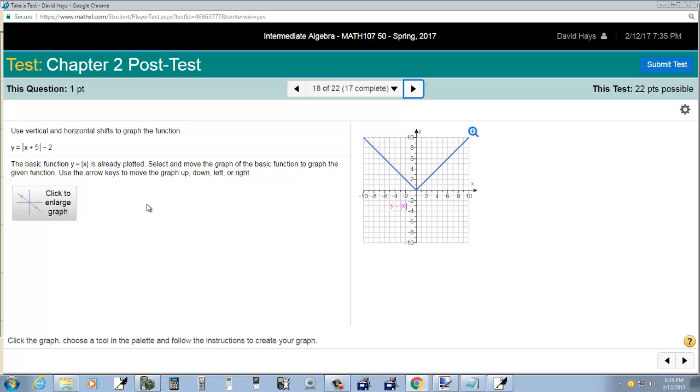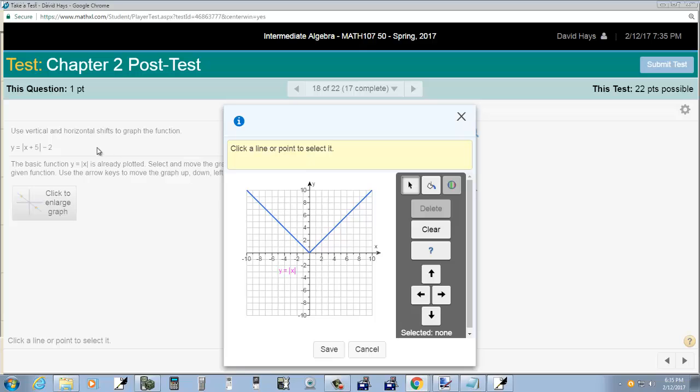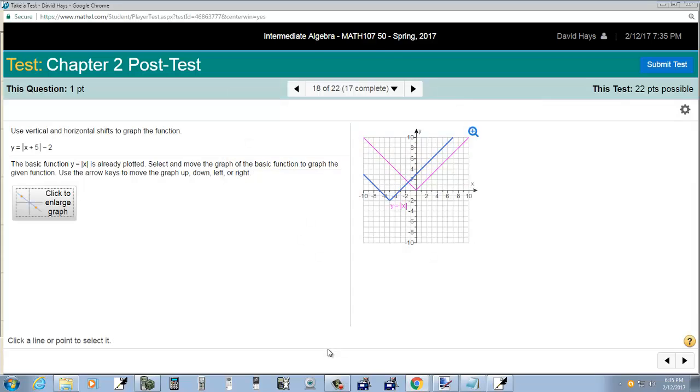Use vertical and horizontal shifts to graph the function. Okay, so first off, the absolute value is your V-shaped graph. What they mean by this is a -2 means it's shifted down 2. Click graph first. Now go down 2 units. Now the +5, when your number's inside of the x, it shifts left or right, opposite of what you think. The +5 makes me think right 5, so it's really going left 5. So 1, 2, 3, 4, 5. And save. So I went left 5, down 2.